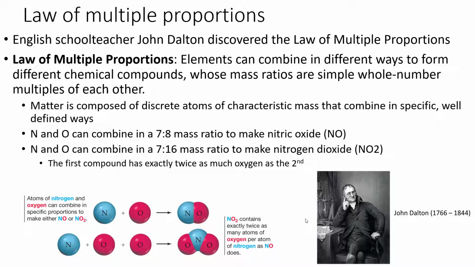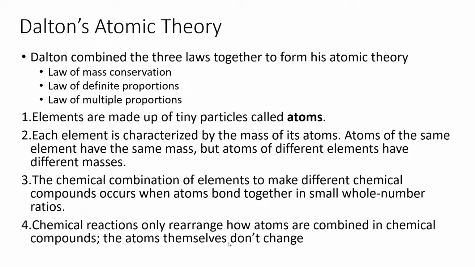Nitrogen and oxygen can combine together in a 7 to 8 mass ratio to form nitric oxide, or nitrogen and oxygen can combine together in a 7 to 16 ratio to form nitrogen dioxide. So the second compound has exactly twice the amount of oxygen as the first. Down here we can see that corresponds to 1 nitrogen and 1 oxygen for nitric oxide, and 2 oxygens to 1 nitrogen for nitrogen dioxide. You don't need to memorize these specific mass ratios for nitrogen and oxygen. Just know that the law of multiple proportions means that atoms can add together in different ways.